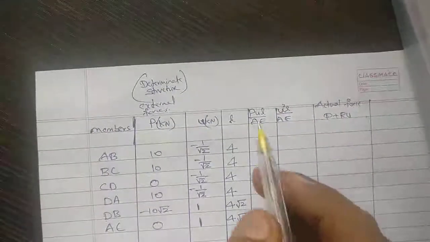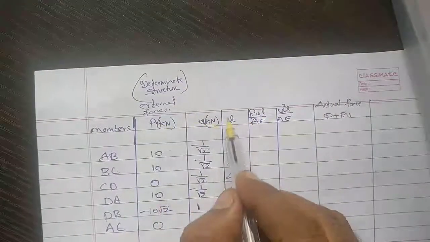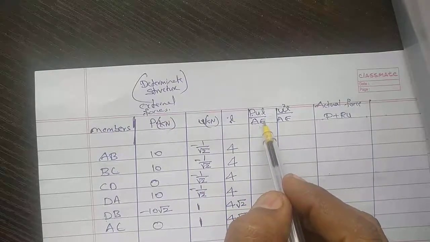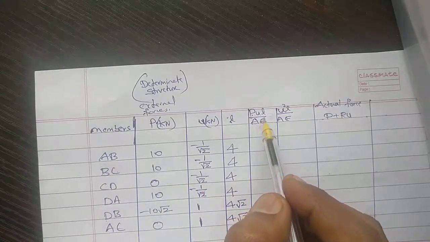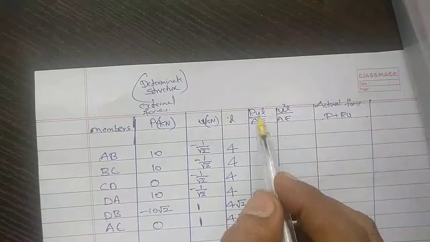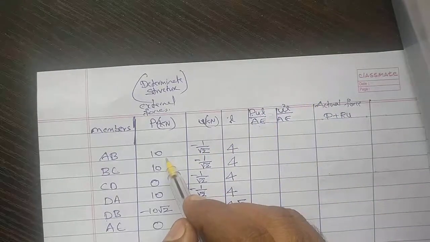Now what we have to do? P u L multiply this by AE. Here area and Young's modulus are not given, which means the area for all the members and Young's modulus for all the members are the same. So we will take this into this into this.